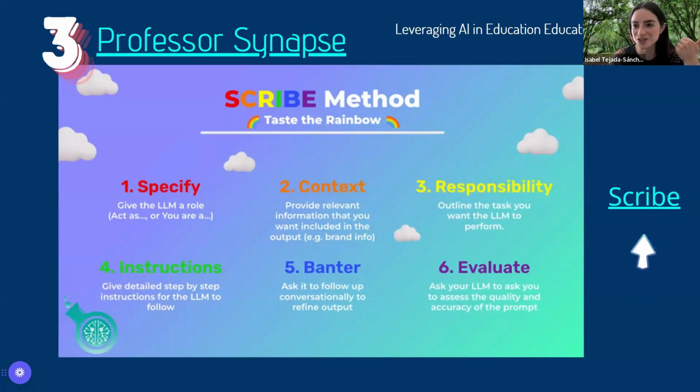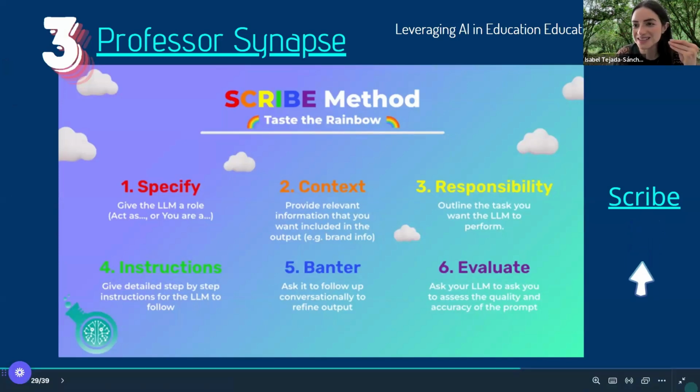Number 5 is banter. So we need to interact. We need to have a conversation with the model in order to refine our prompts. And then number 6, and this is great for our students, we need to evaluate with our model whether it is actually being accurate. Okay, so that's very important.